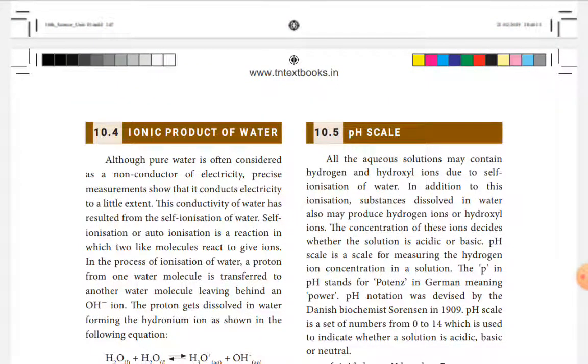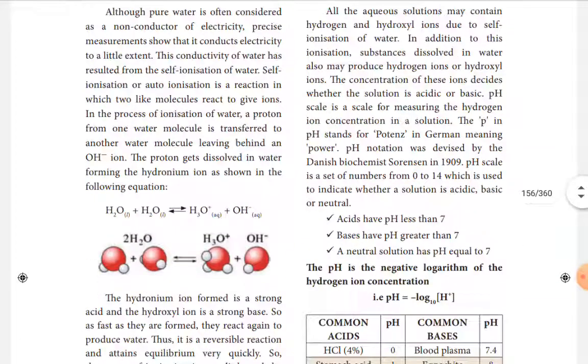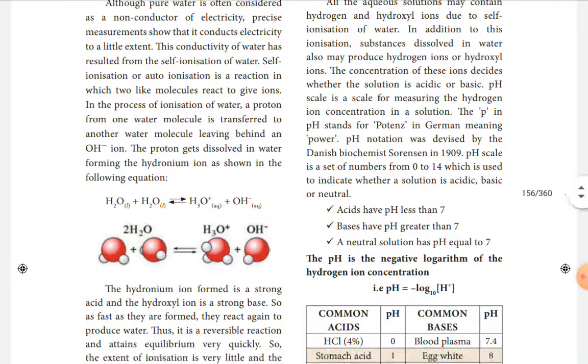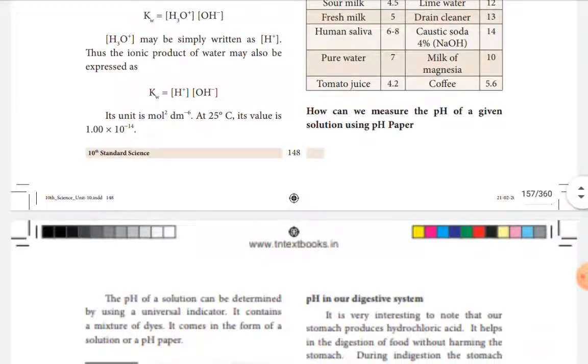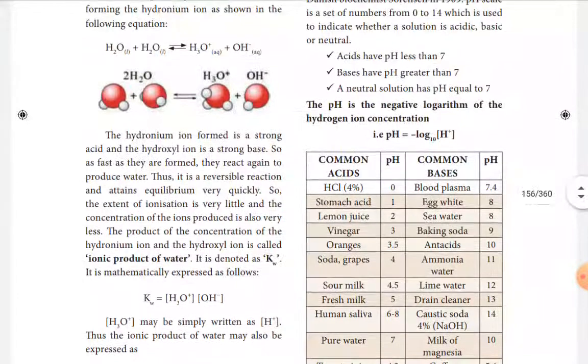That is because of the self-ionization or auto-ionization of water molecules to give ions. So two molecules of water ionize to form a hydronium ion and a hydroxide ion. And because of this hydronium ion, it behaves like an acidic solution, and it conducts a little amount of electricity. Then the ionic product of water is expressed as Kw, which is equal to hydronium ion concentration times hydroxide ion concentration. Then some examples are given.